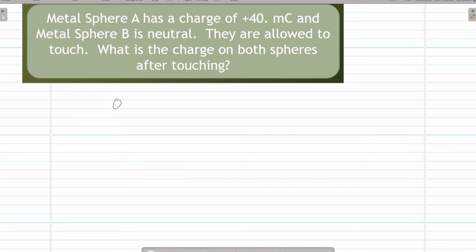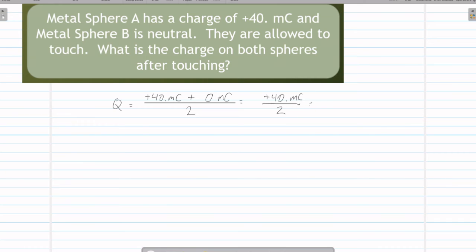Well, the charge on both spheres will be the average of the two spheres' charge before touching. So sphere A had a charge of positive 40 millicoulombs. And because this is not a Coulomb's law problem, we don't have to change that into regular coulombs. We can leave it in millicoulombs. And sphere B had a charge of 0 millicoulombs because it was neutral. And then to find the average of those two numbers, we simply add them together and then divide the result by 2. And 40 plus 0 is still 40.